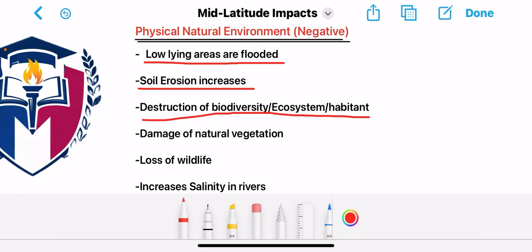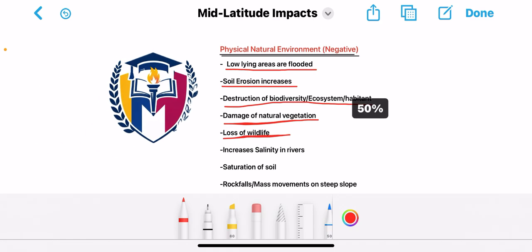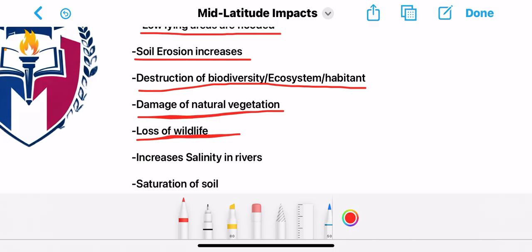We know that sometimes rain can destroy plants, can destroy natural vegetation. It can destroy or kill animals. It can uproot trees, do all kinds of things. Remember, mid-latitude cyclone is also associated with what? Heavy winds. Those heavy winds can uproot natural vegetation. Damage to natural vegetation, still the same thing. Loss of wildlife, still the same thing. Wildlife will begin to die.